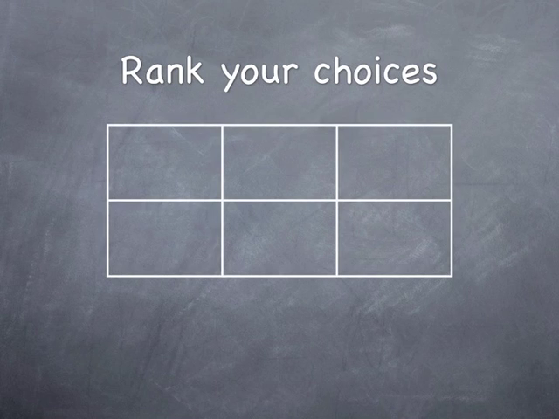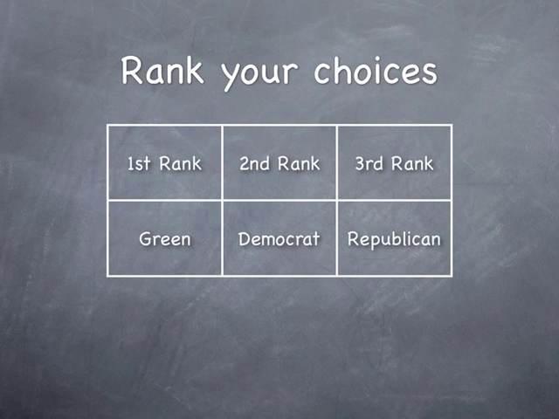I like that. In this example, we'll be ranking a Green, a Democrat, and a Republican. But this example can be used in nonpartisan municipal elections. The results will be exactly the same. We're just going to use the political parties because it's easier to follow along.